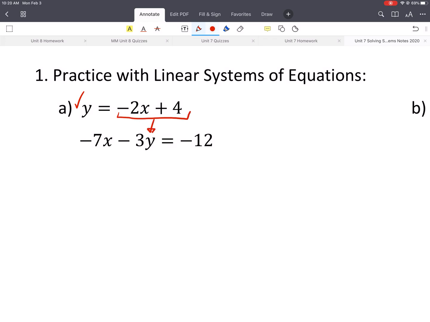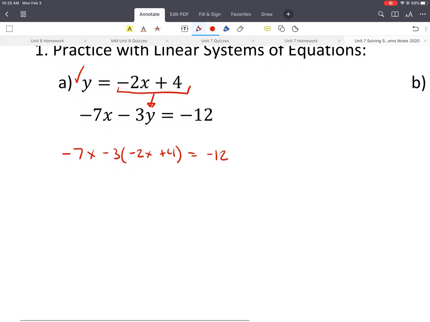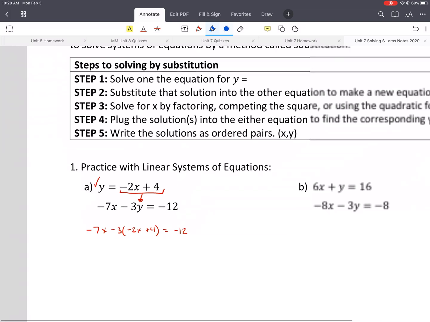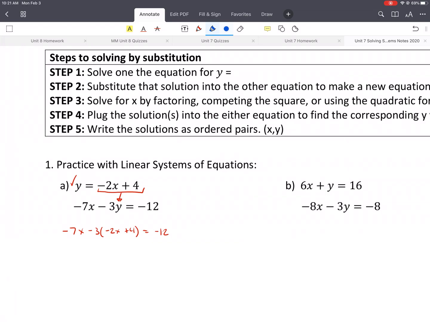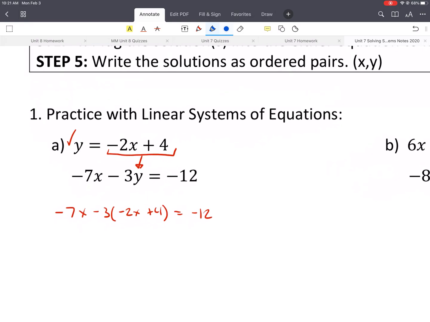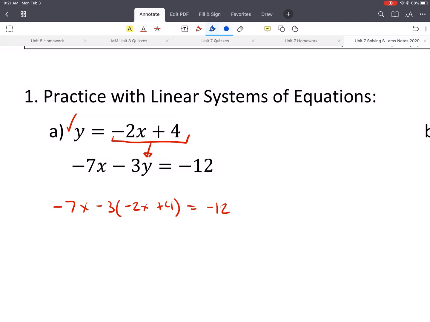So y is equal to negative 2x plus 4. Now we're just going to substitute that in. So we'll have negative 7x minus 3 times what y is. Well, y is negative 2x plus 4, is equal to negative 12. All right, and then we're just going to solve. The next step, I think, was to solve for x by factoring, completing the square, or using the quadratic formula. Well, here we don't need to. I guess our next page is where we're going to be having quadratics. These are just two linear equations, so here we're just going to solve regularly.